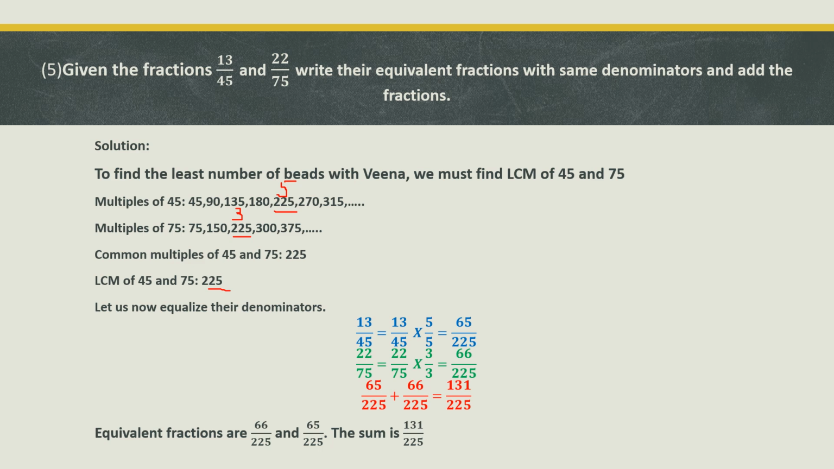So while equalizing, I'll multiply the first fraction, 13 by 45, by 5 in the numerator and denominator, and 22 by 75 by 3 in the numerator and denominator. I'll get the answers 65 upon 225 and 66 by 225. So now I got the common denominators. Now I'll add them. The answer I got at last is 131 upon 225. So the sum is 131 by 225.